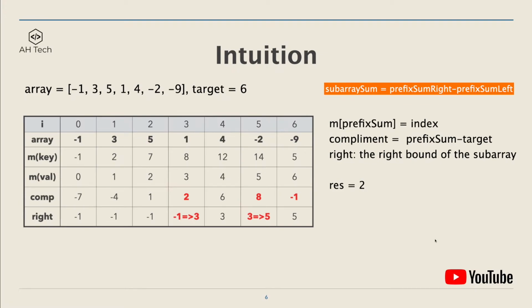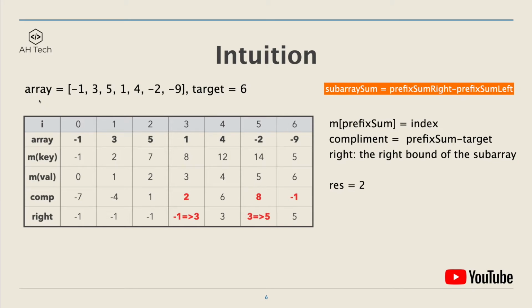And with that in mind, let's see how to solve this question. So first, we need to set up a few data structures and variables. And we will need a hash map here. The key is the prefix sum at every index, and the value is the index of the array. And then we will need a variable called complement, which at each index is the prefix sum minus the input target. And finally, we will need a variable called right, which is the right bound of the subarray.